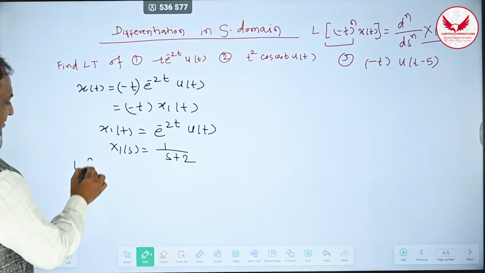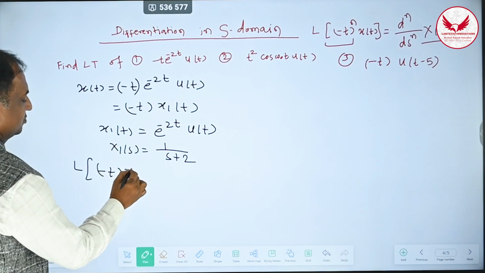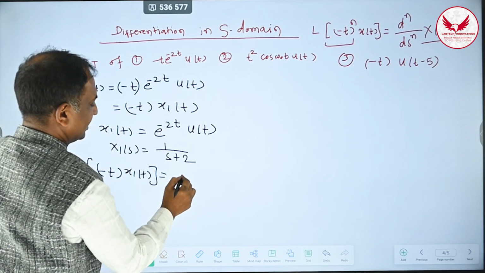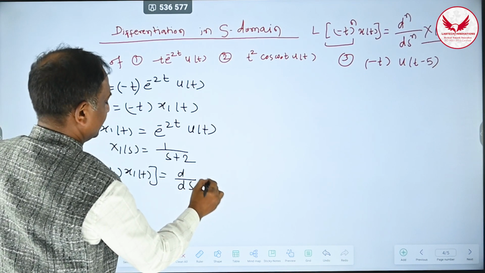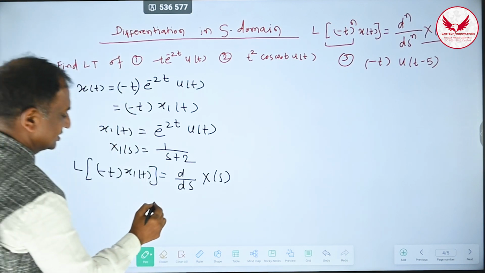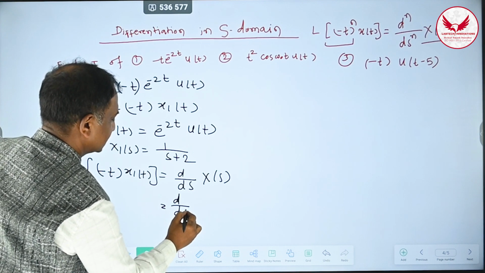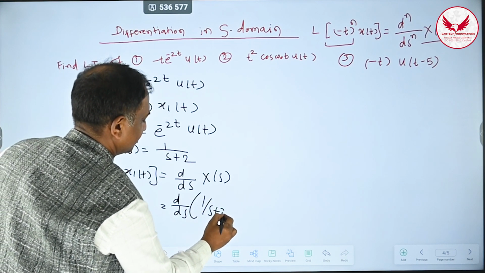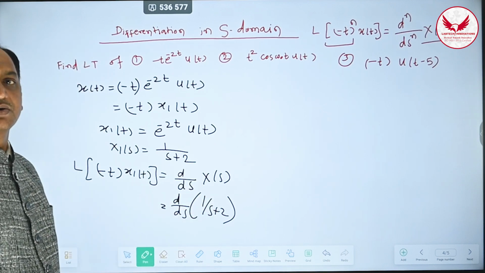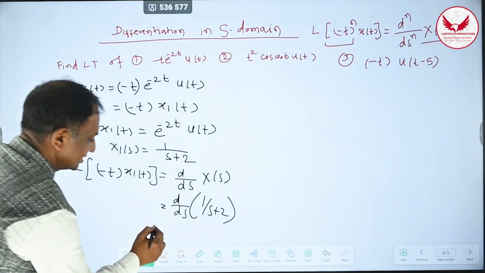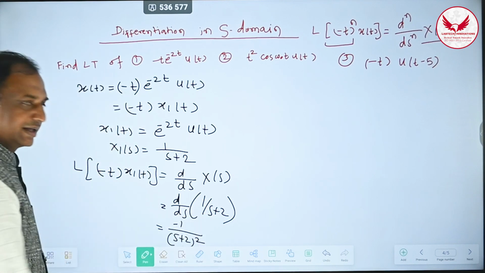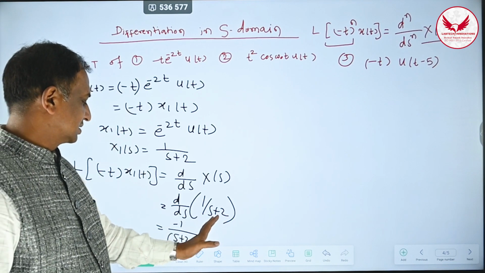Now the Laplace transform of minus t into x1 of t, we will use that property, d by ds of X of s. Here it is multiplied by minus t, so first order differentiation. So this is equal to d by ds of 1 upon s plus 2. Using the differentiation of 1 upon x, which is equal to minus 1 upon x square, this is equal to minus 1 upon s plus 2 whole square into the differentiation of s plus 2, that is equal to 1.